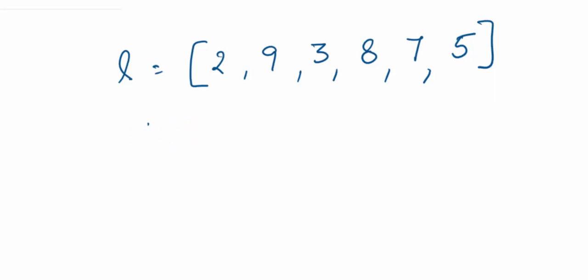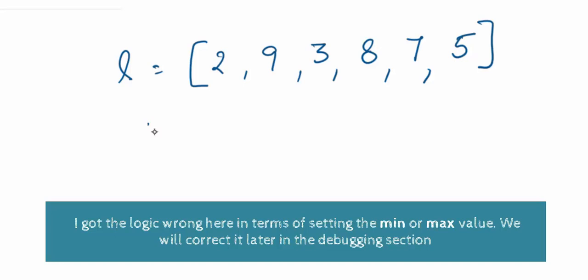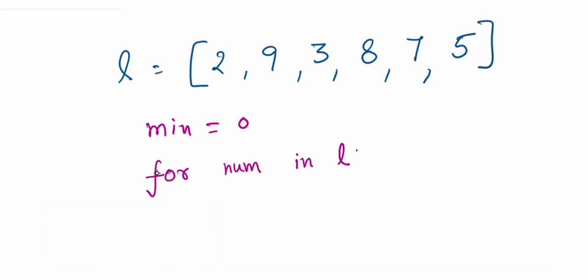It's really simple. Say we want to find out the min. Okay, so let's set min to 0, assuming these are all positive numbers. So this is 0. Now let's start combing through the list: for num in numbers or L. Right, so we are just looping through this list.